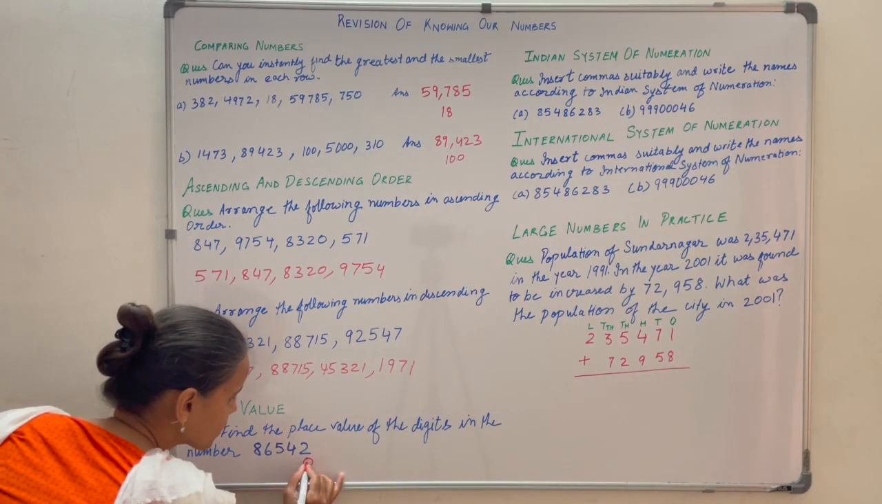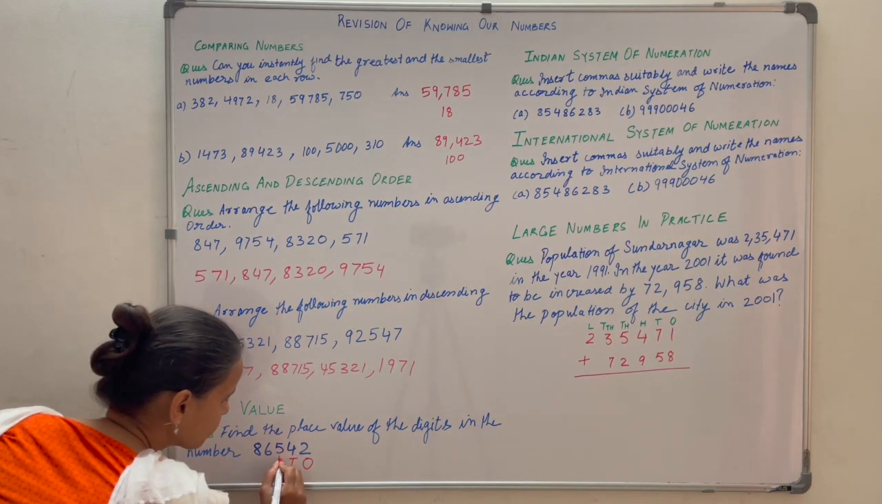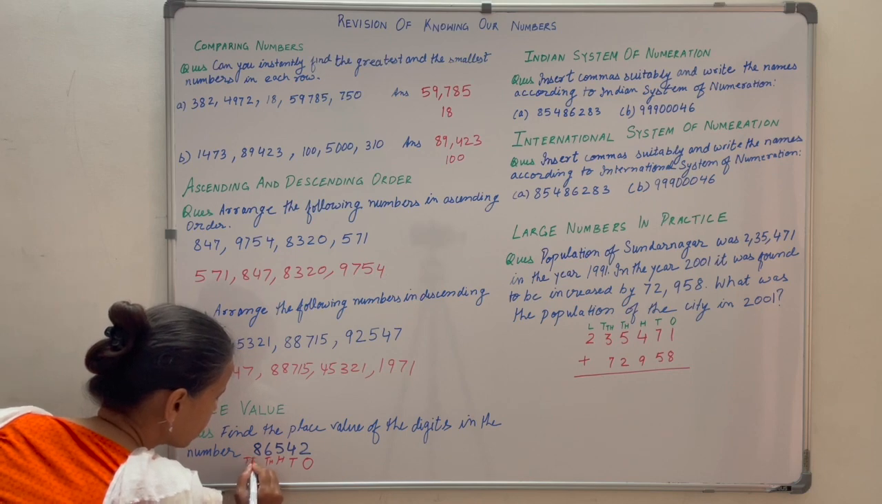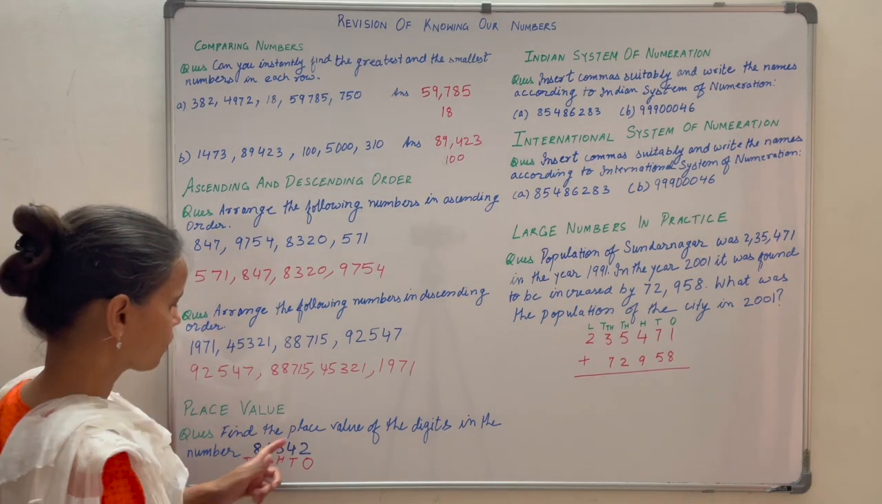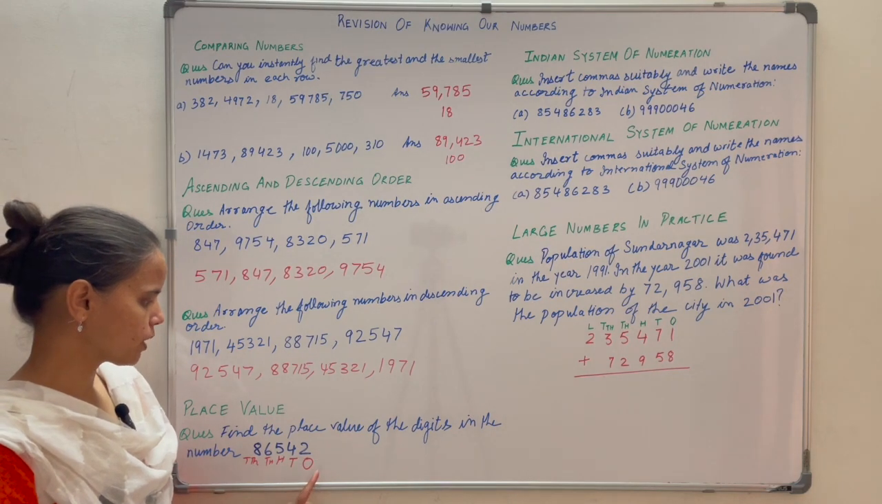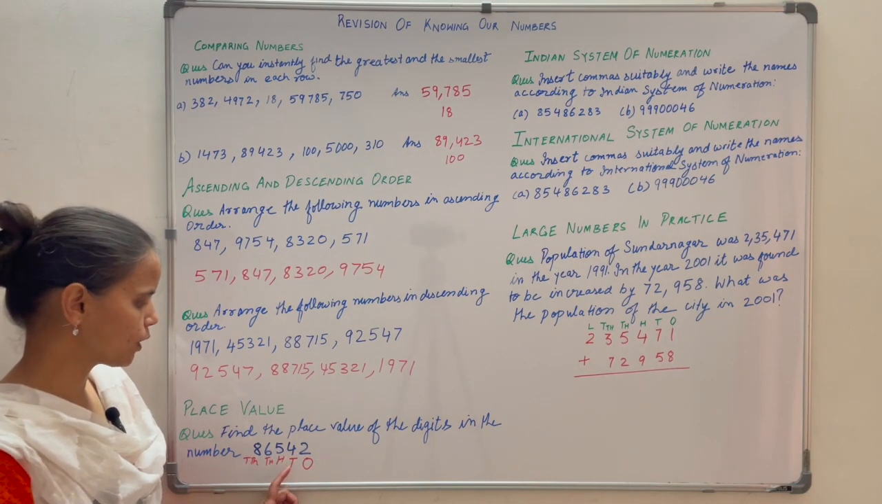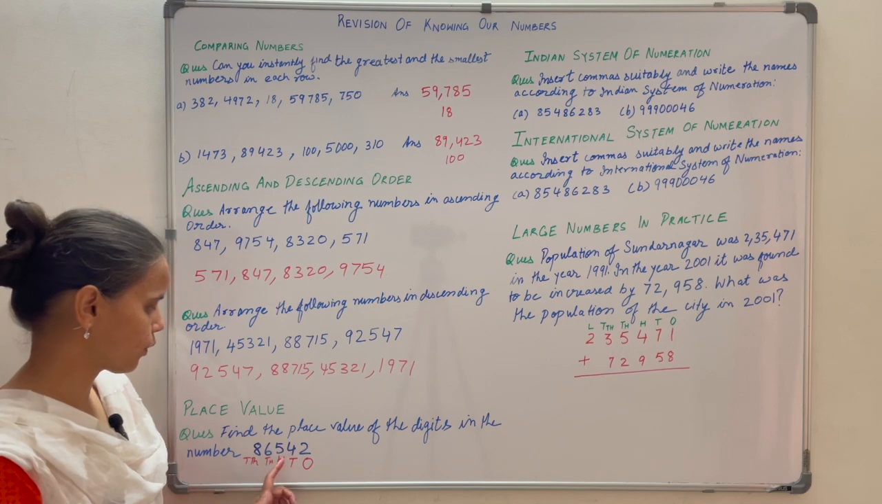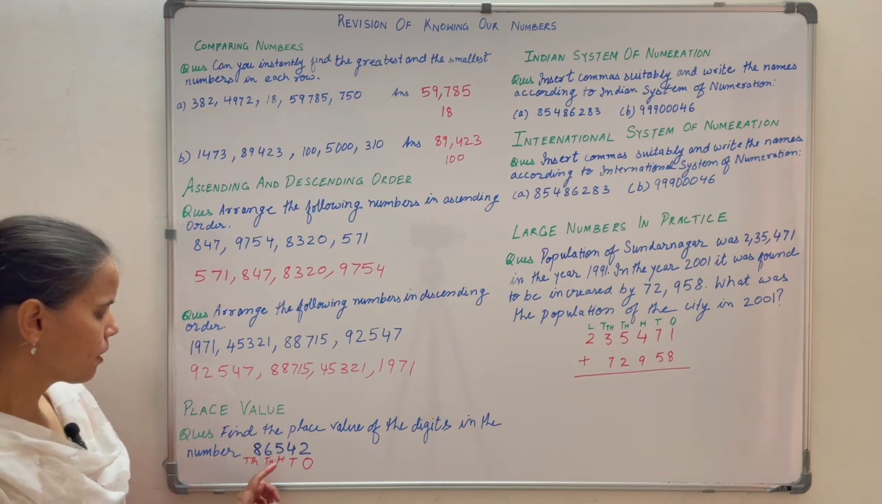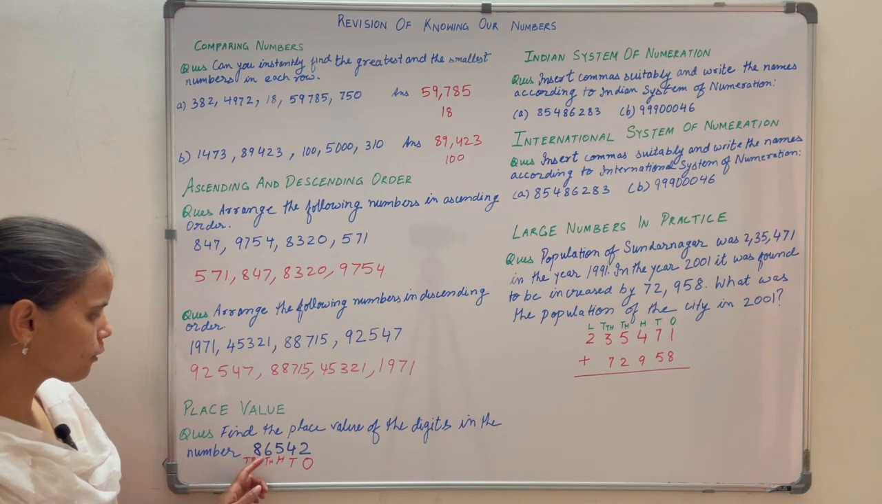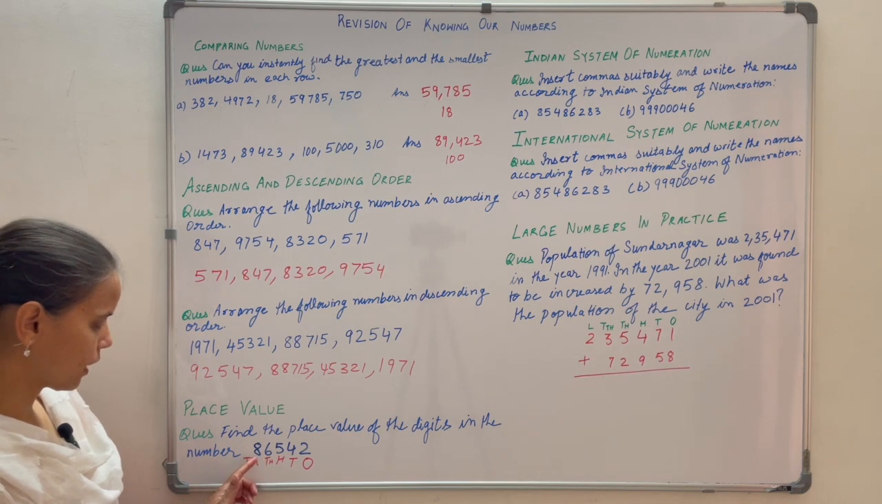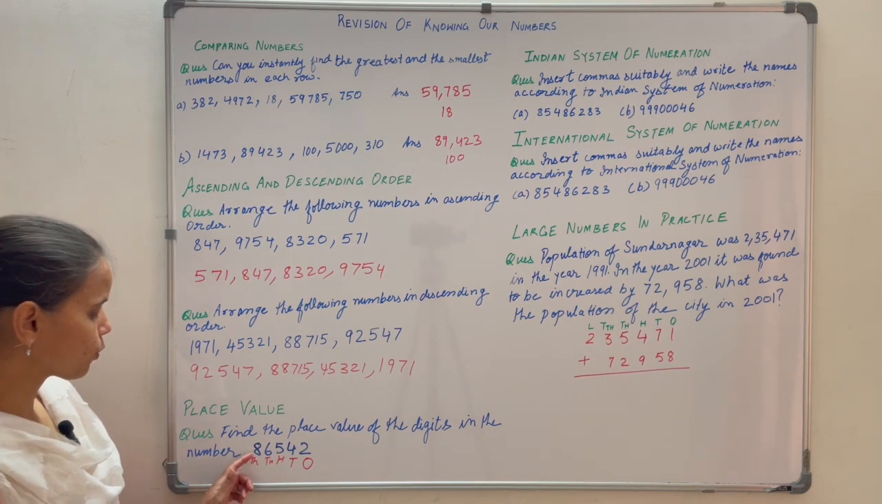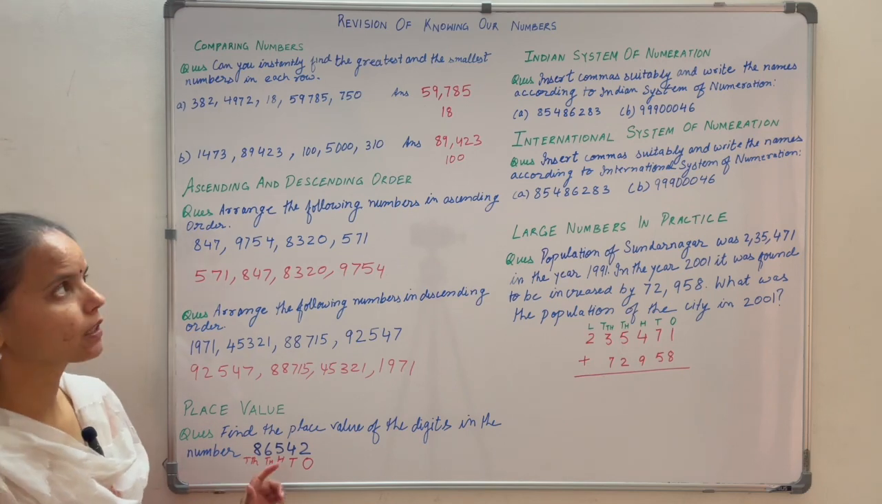Place value. Find the place value of the digits in the number 86,542. So 2 is in ones place, 4 in tens place, 5 in hundreds place, 6 in thousands place and 8 in 10,000 place. So place value of 2 is 2. 4 is in tens place, so 4 into 10, 40. 5 is in hundreds place, so place value of 5 is 500. 6 is in thousands place, so place value of 6 is 6000. Place value of 8 is 8 into 10,000, that is 80,000.